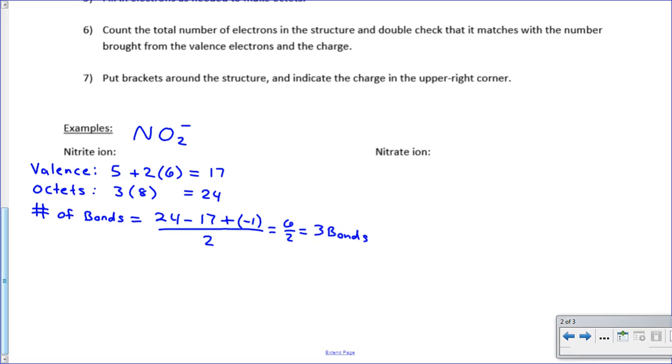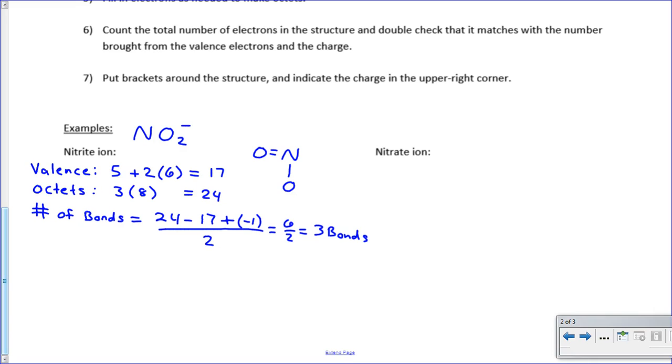Now what we can do, the first thing normally goes in the center, so we've got the nitrogen, then I'll put a couple of oxygens out around it. We need to put in 3 bonds, so 2 just to get started. We have to make sure everything is bonded to the nitrogen, and then we're going to add in a 3rd bond somewhere. I'll just put that 3rd bond there.